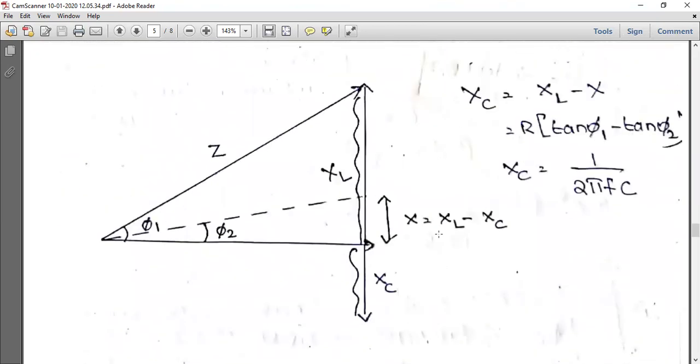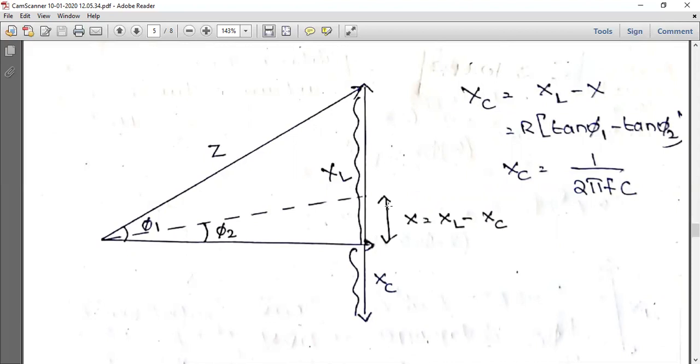This is the same figure in a different way I am talking. So you see here we have the impedance XL, and when the capacitor is connected in parallel, it will be in the opposite direction, because for a capacitor the current will be leading the voltage, so XC will be there. So X is equal to XL minus XC. So this is the compensation given for the reactive power.